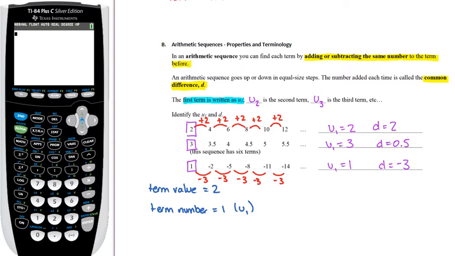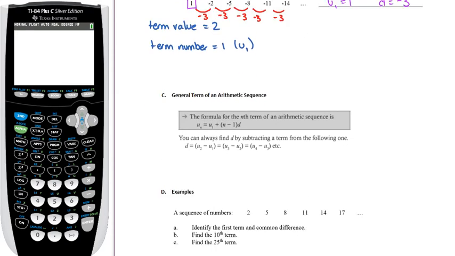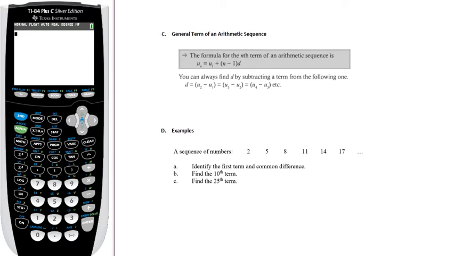We're going to move on next from properties and terminology to the actual formula and some examples. The general term of an arithmetic sequence is represented by this formula: any term, un, is equal to u1 plus (n minus 1) times d. Just to remind ourselves, u1 is the first term.